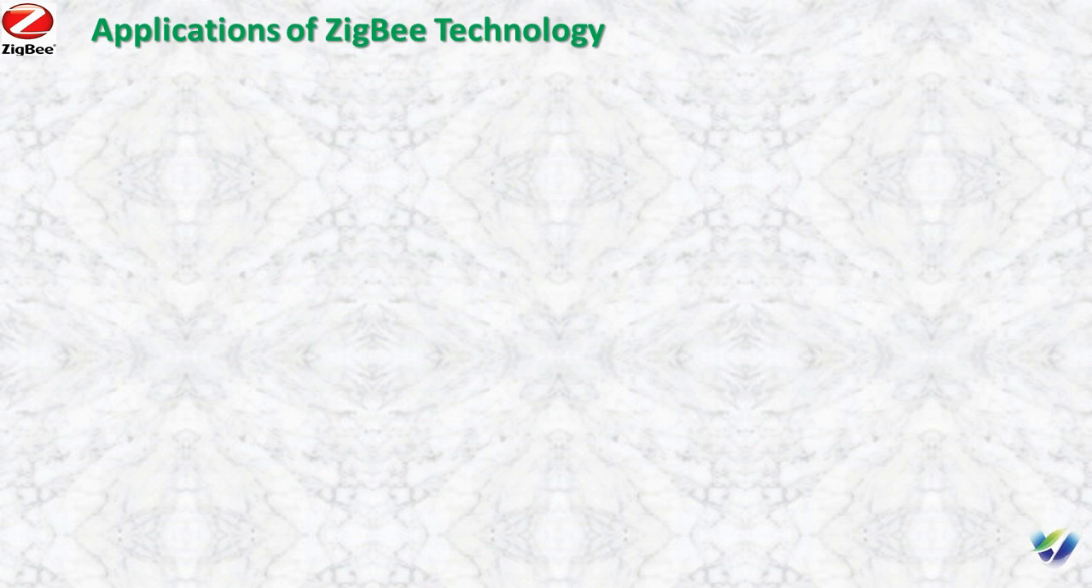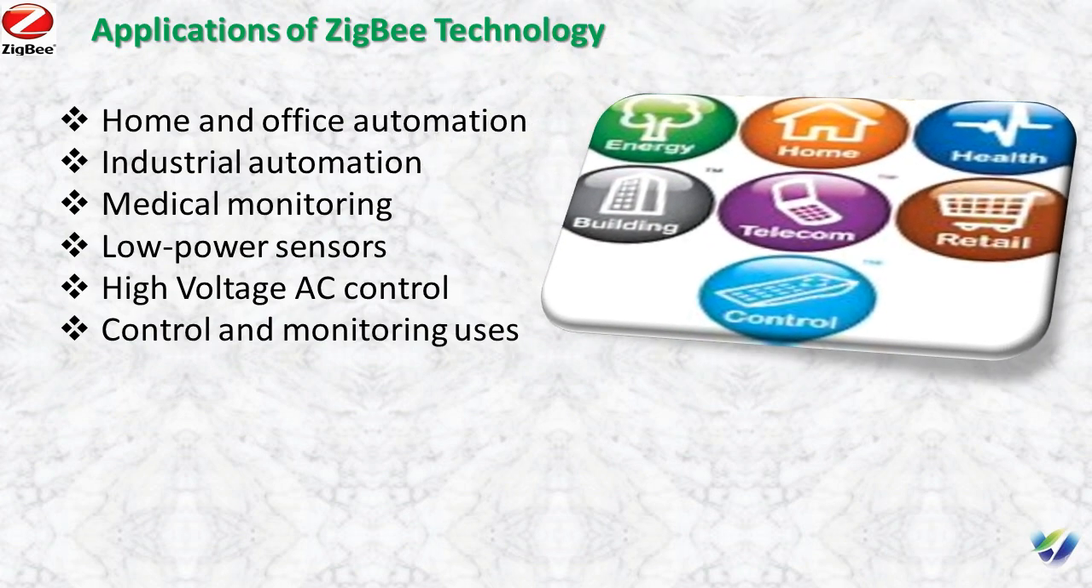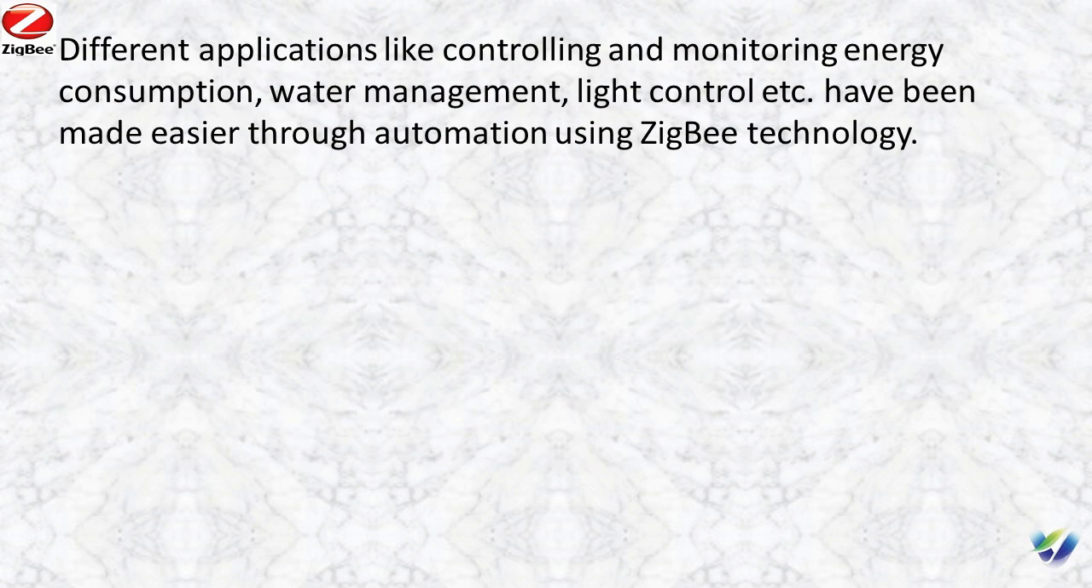Applications of ZigBee technology. Home and office automation, industrial automation, medical monitoring, low power sensors, high voltage AC control, control and monitoring uses. Home automation. ZigBee technology proves to be the most reliable technology in realizing home automation. Different applications like controlling and monitoring energy consumption, water management, light control, etc. have been made easier through automation using ZigBee technology.